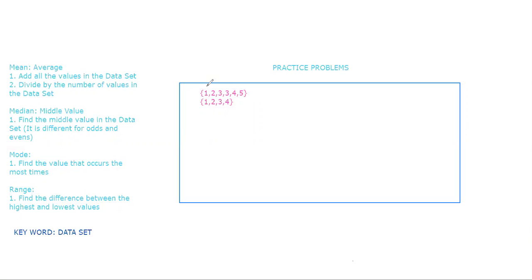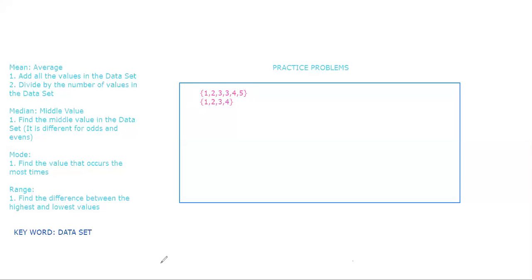There's 1, 2, 3, 4, 5, 6 numbers in this dataset. And this one right here, this dataset, we will save for later when we are on the mode. So the mean is the average, like we said.